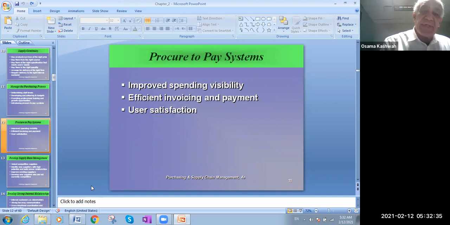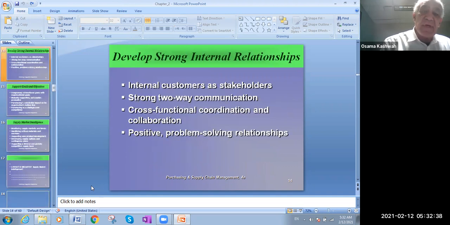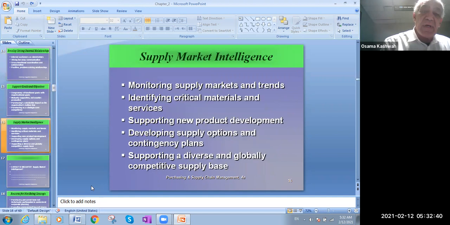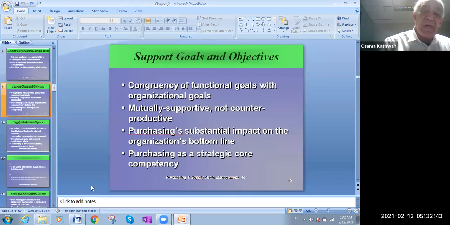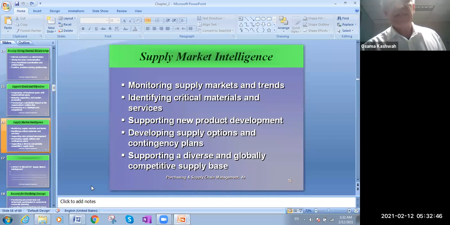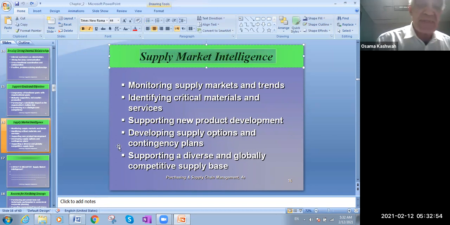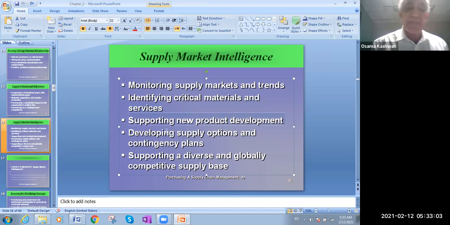Here is supply market intelligence. Actually, we'll stop here for this terminology and know the meaning of it. Monitoring supply markets and trends, identifying critical materials and services, supporting new products development, developing supply options and contingency plans, supporting a diverse and globally competitive supply base.